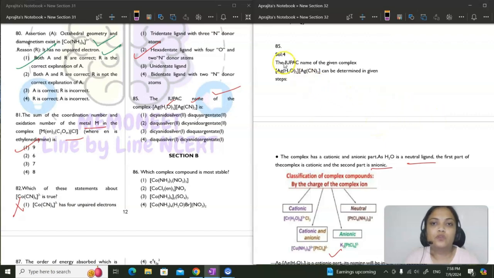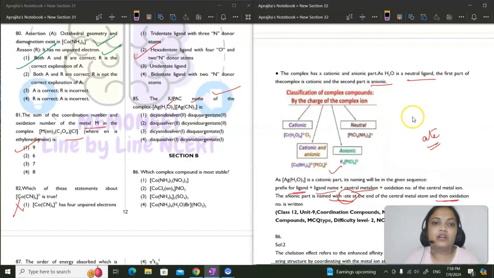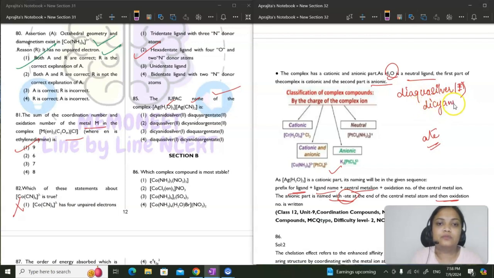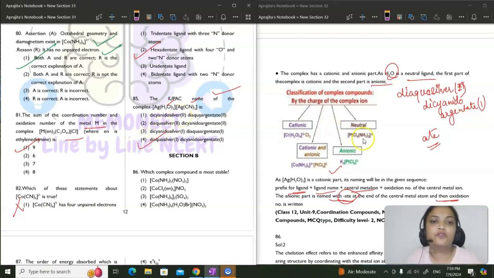So the answer is going to be diaqua, because there are two water ligands. So diaqua will be there, silver, and here the oxidation state of silver will be +1, so (I) in the bracket. Then we will write dicyanido, and now you have to put ATE, so you will write argentate, and it's (I). All right, so the answer is option number 4.